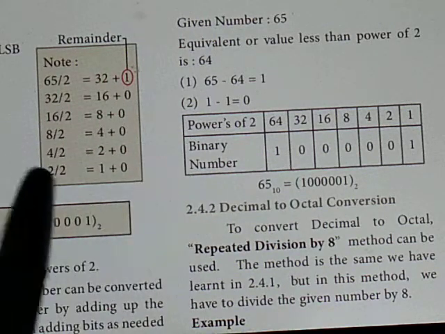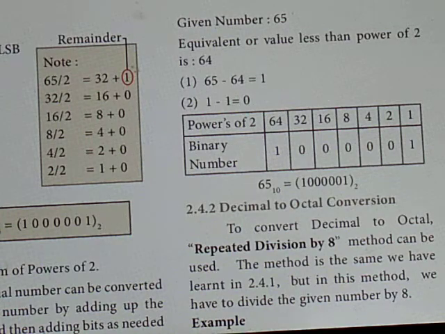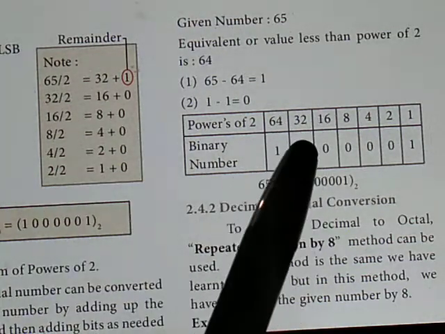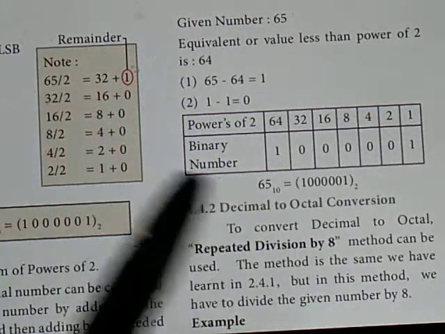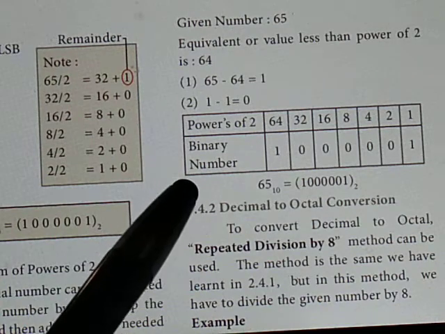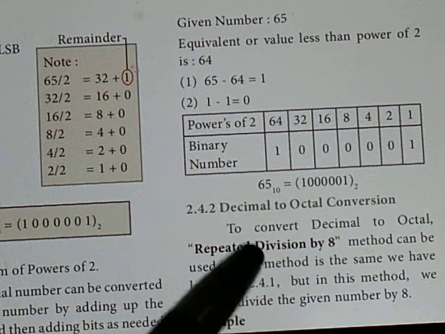So we had two methods. One is repeated division by 2. Another one is the sum of powers of 2. So up to this we will conclude this one. We will see the next conversions in the next sessions.